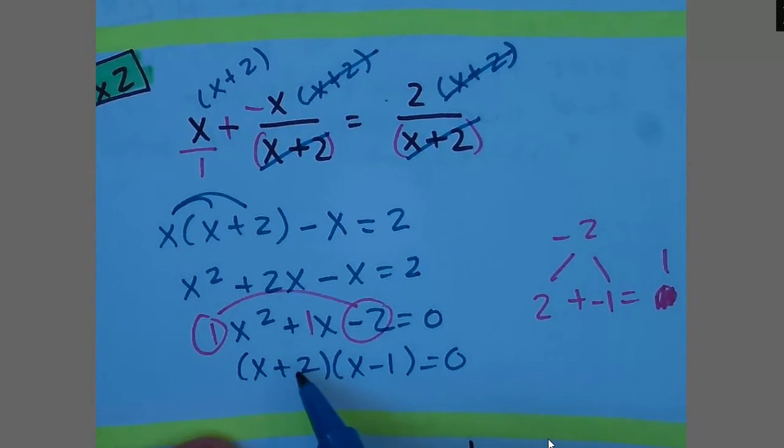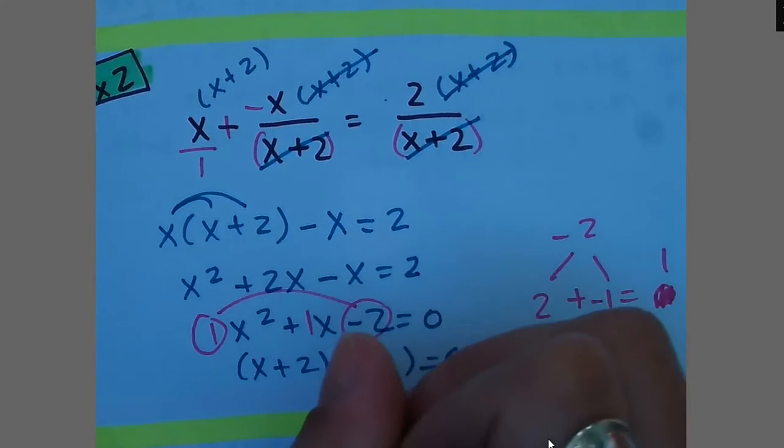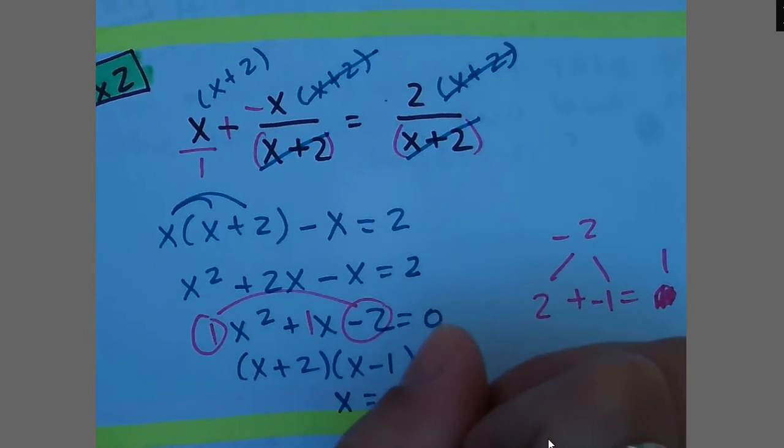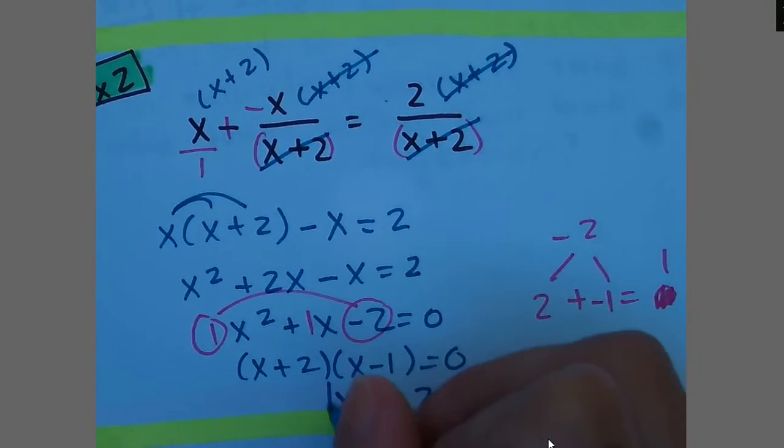And then the shortcut to factoring here is you ask yourselves, what would make these 0? So it's going to be x equals negative 2 and x equals 1.